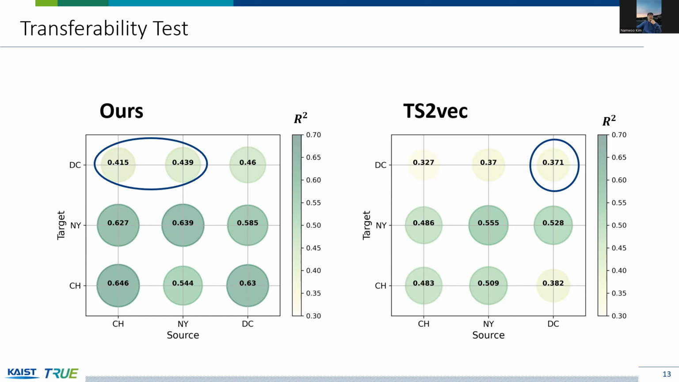For example, in the Chicago to DC and New York to DC transfer learning scenarios, our model achieved an R-square of 0.415 and 0.439 respectively. However, the best baseline achieved an R-square of 0.371 in the non-transfer setting. The outcomes of the transferability test indicated that the approach can be employed in areas where social vulnerability has not been evaluated.